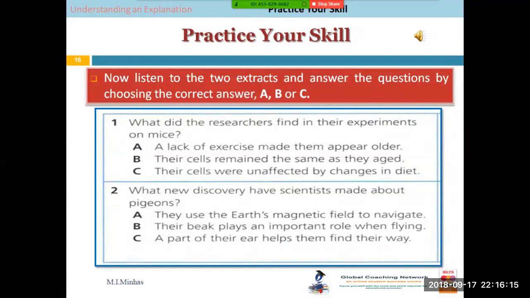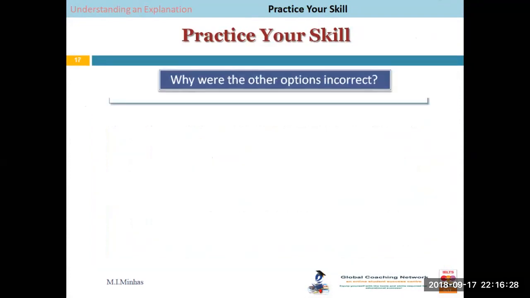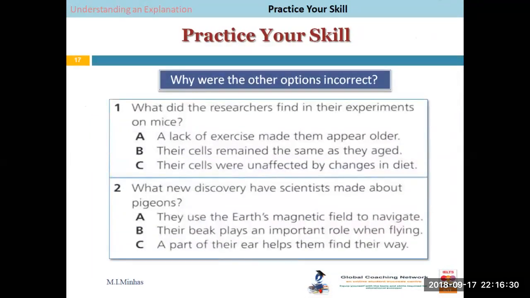So all those who are watching this recording, they can just go back and rewind the recording on the time bar, and watch or listen to that recording again. So I'm moving forward. Now, why were the other 2 options incorrect? I've already discussed it in detail.